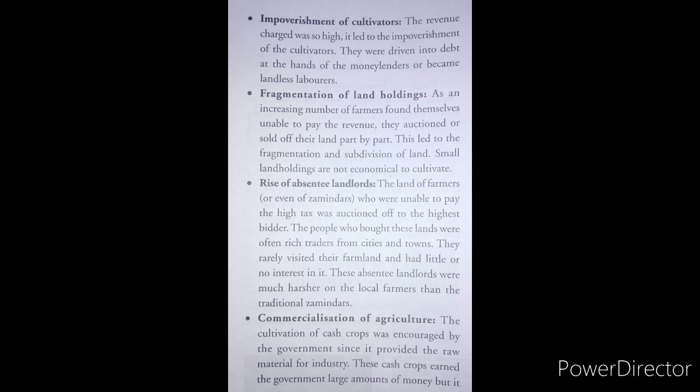Let us have certain points to understand this. First one is impoverishment of cultivators. Now what is impoverishment of cultivators? The revenue charged was so high it led to the impoverishment of the cultivators. They were driven into debt at the hands of the moneylenders or became landless laborers. So ultimately it says that the cultivators fell into debt. They were in great loss, or we can say they became landless by these types of revenues.